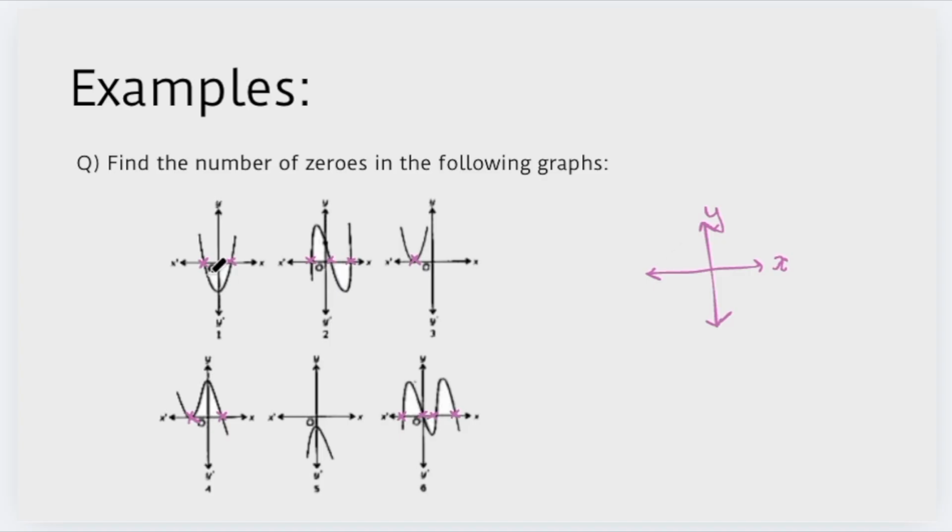So coming to the first example, we can see that it touches 2 times and hence there will be 2 zeros. In the second one, it touches 3 times, so 3 zeros. In the third one, it only touches 1 time, so 1 zero. For the fourth one, it's 2, and I would leave this one as a homework and this one as a homework. So please do solve it and let me know the answer in the comment box below.